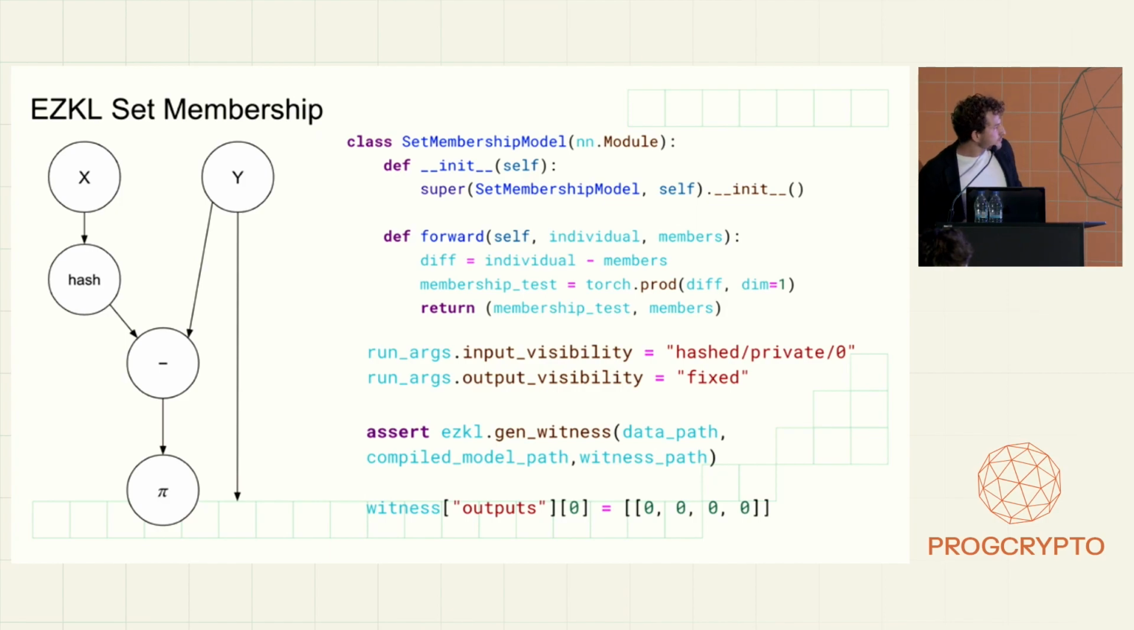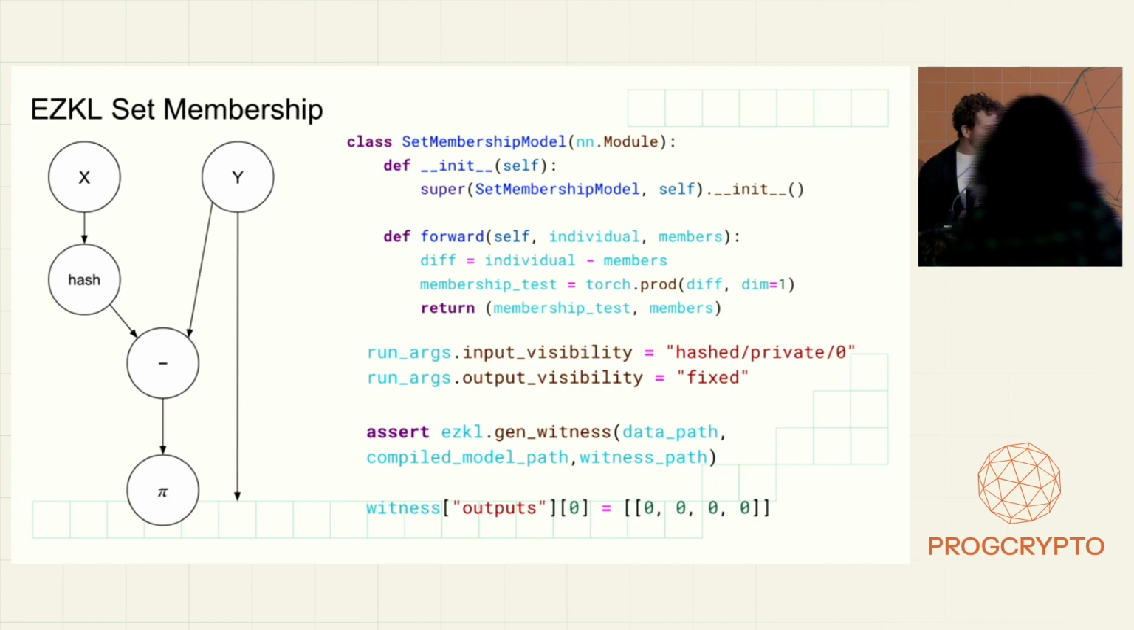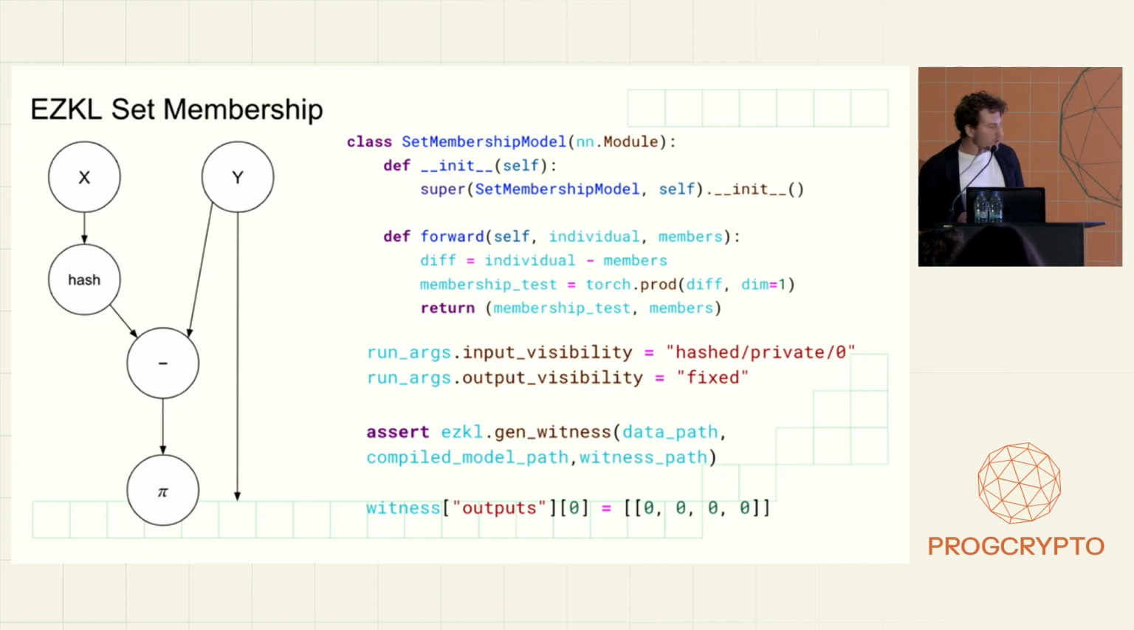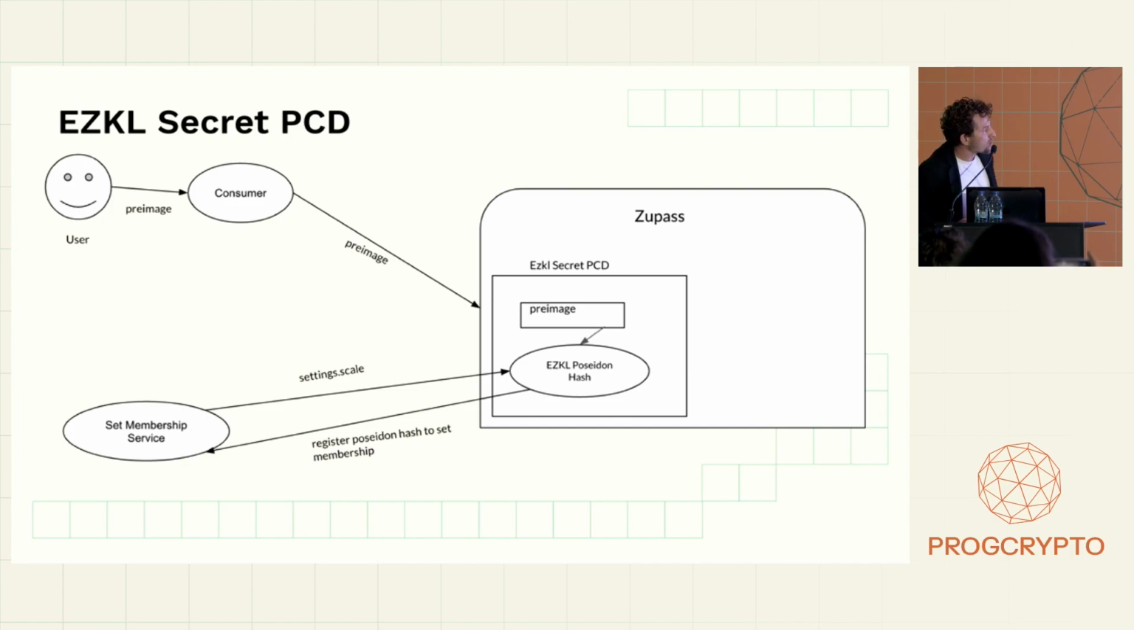That's all we do. Okay, so I'm going to take you really quickly through the system architecture of how we use Zupass, and then try to do a quick demo, and hopefully everything doesn't explode. And that's it. So we created an Ezekiel PCD, a secret PCD rather.